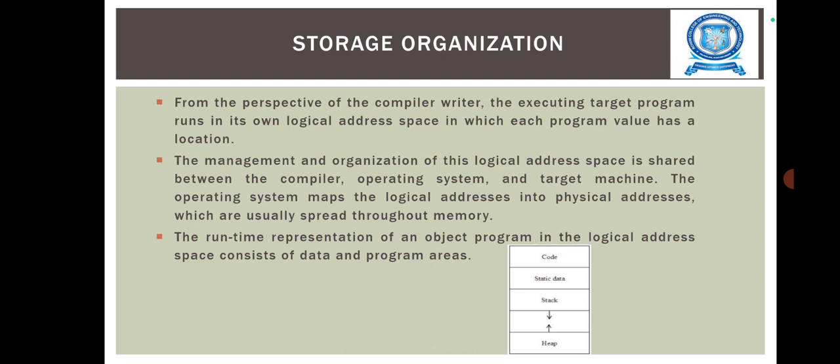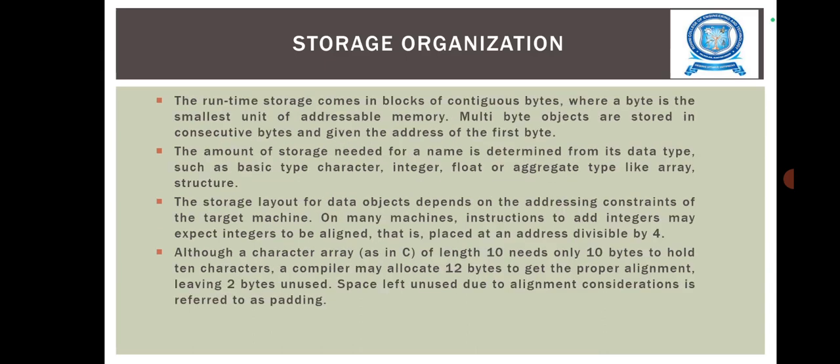The runtime representation of an object program in the logical address space consists of data and program areas. In this diagram, it shows the code, static area, stack, and heap area. First, we are going to see the code. That means the runtime storage comes in blocks of contiguous bytes, where a byte is the smallest unit of addressable memory. Multi-byte objects are stored in consecutive bytes and given the address of the first byte.